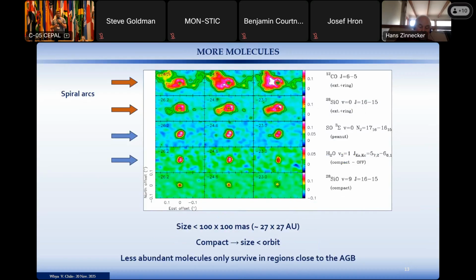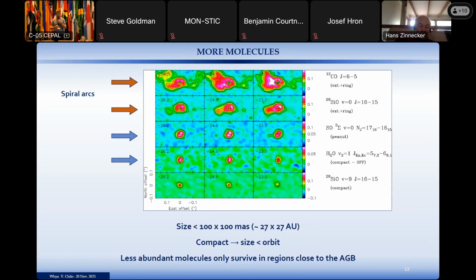If we compare central channels of several molecules, for example, CO and SiO, in these particular cases, we can observe the same structure, for example, this one here in the CO and here in the SiO, or this one here. And this suggests that probably the SiO is also forming part of those spiral arcs, like the CO.